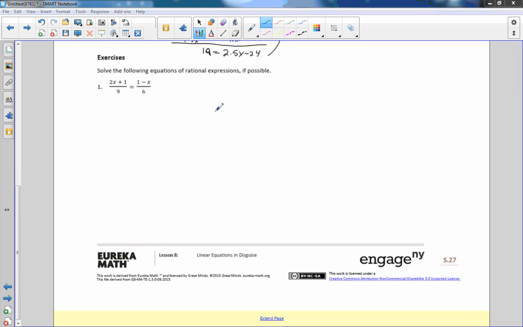Now we're on to exercises. So now that you've seen a few examples, pause the video, see if you can do exercise 1, and then unpause it and check. So I'm going to continue as if you've paused it.